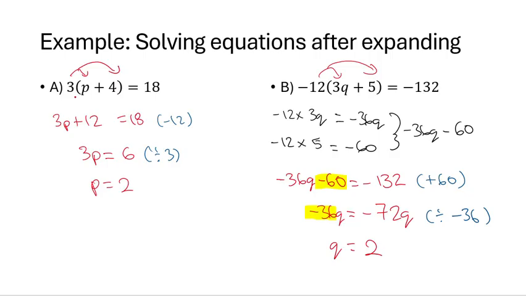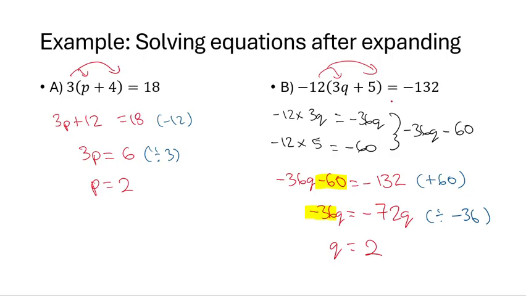So if you have a look here, in the first one, I expanded the bracket: 3p plus 12 equals 18. Subtracted 12 on both sides, I get 6 on the right hand side, 18 minus 12. So 3p equals 6 like this. Then divide by 3 on both sides, I get p equals 2. Now, this expansion is quite difficult because I got a negative sign in the front. So you have to be careful when you multiply negative numbers, okay? So just take it easy.